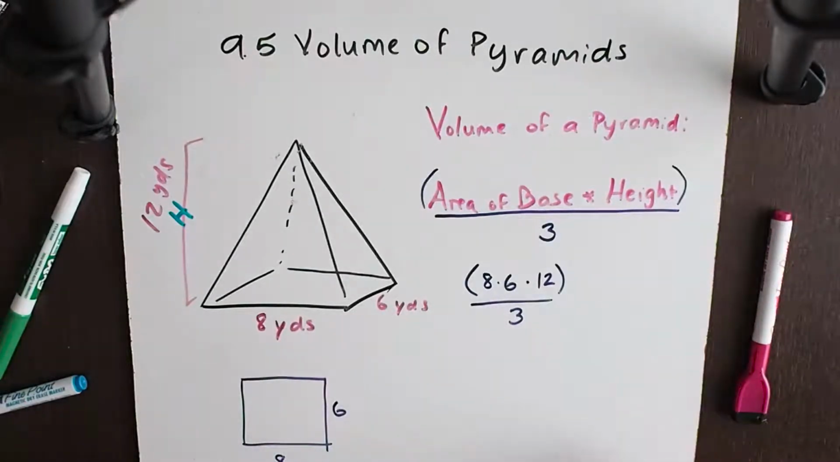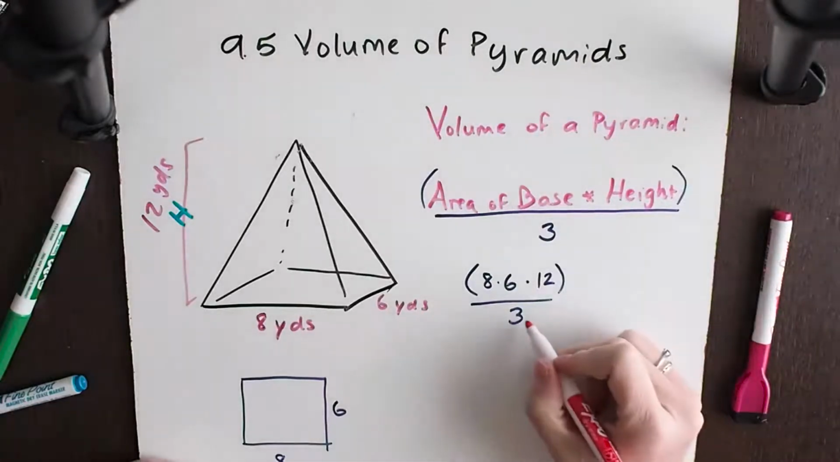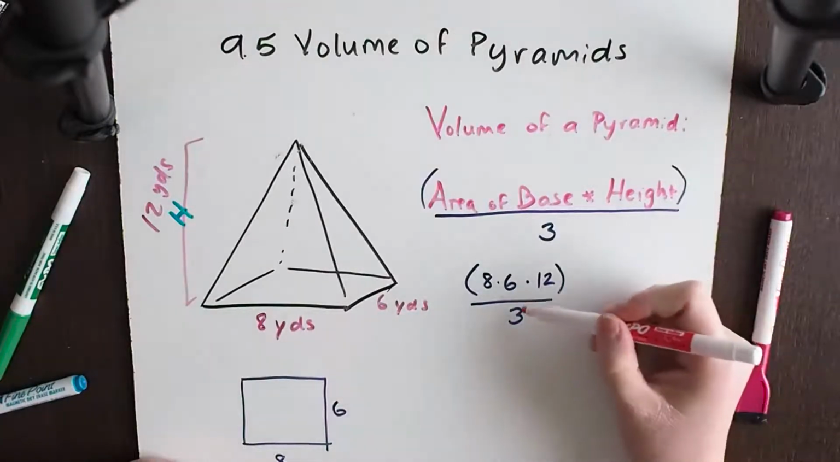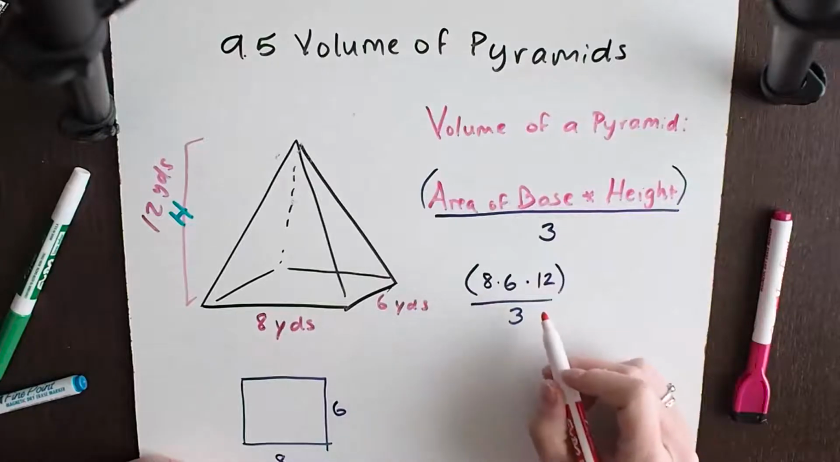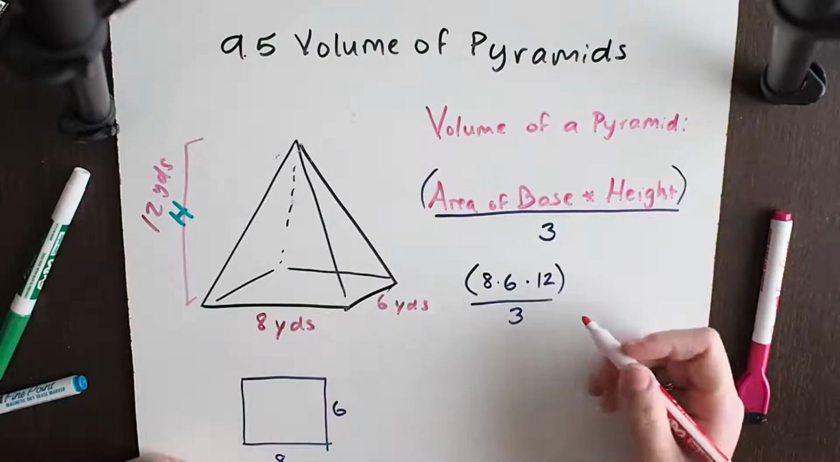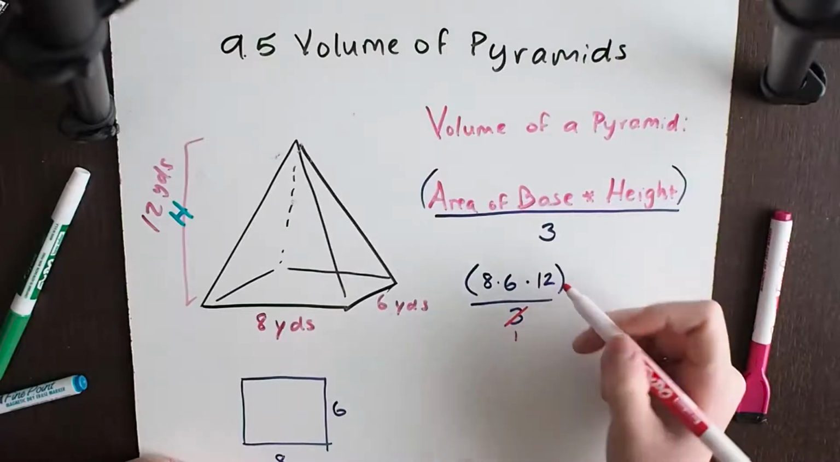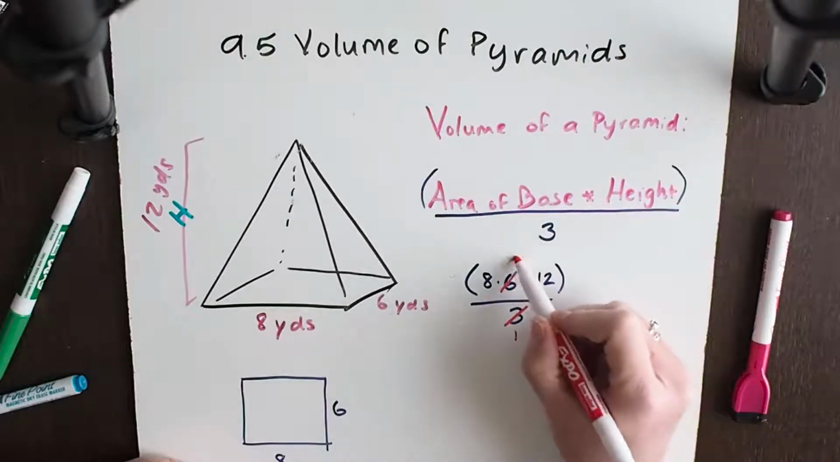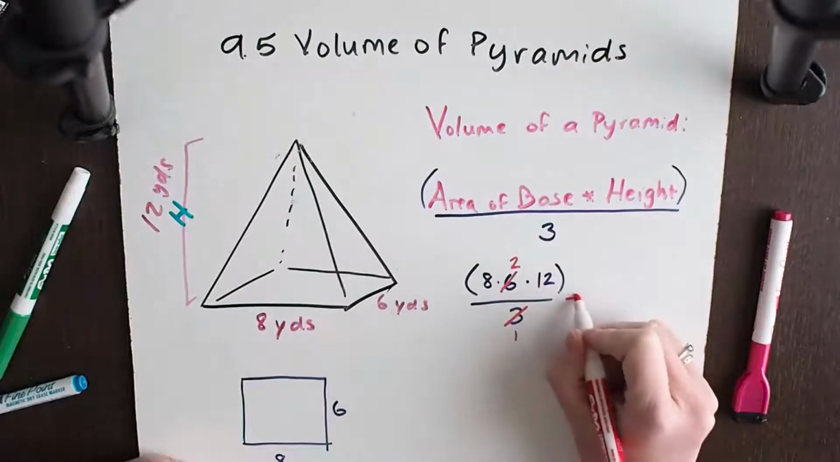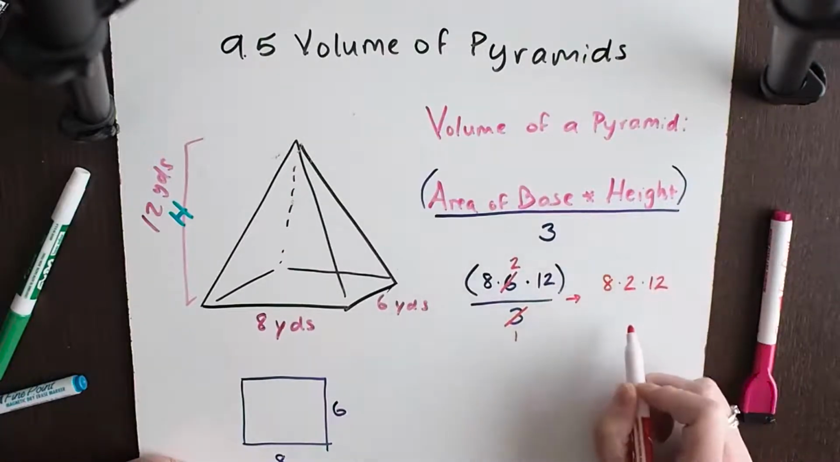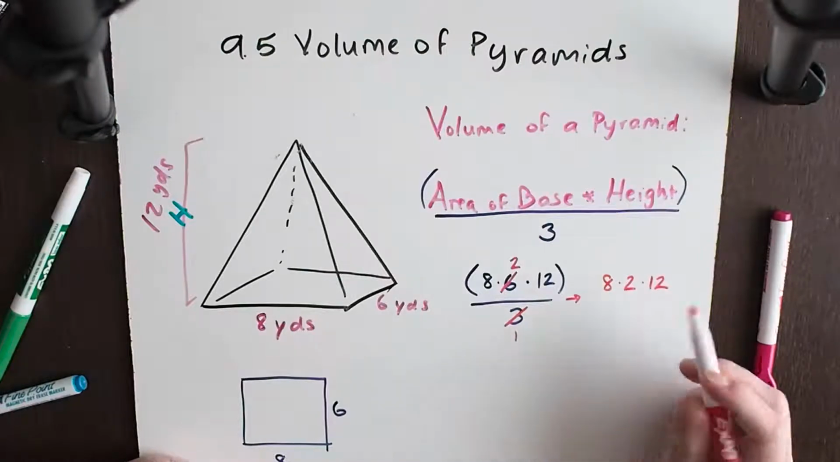Now you could use your calculator right away to plug that in. I'm just going to point out here, I see that 6 and 3, or 3 and 12 have common factors. I'm just going to choose 6 and 3 to use. 6 and 3 have common factors of 3. 3 divided by 3 is 1. 6 divided by 3 is 2. When we simplify that down, it becomes 8 times 2 times 12, all over 1, but we don't have to write that.